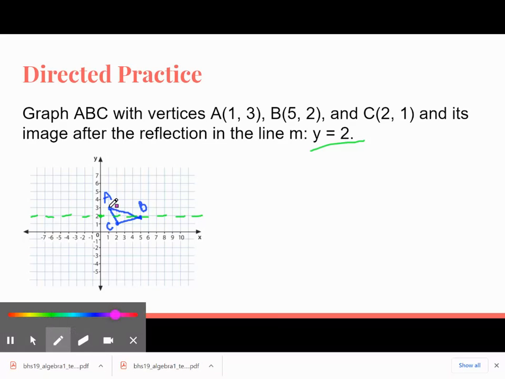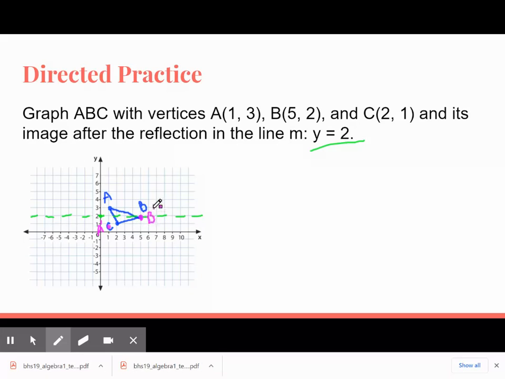All right, so A is on top, going up. So A prime would be 1 unit below the line. I have a serious question. What if it's on the line? Good question. It doesn't move, it stays. So B prime stays where it's at. And then what about C? It goes up 1, one above the line. So it looks like the same shape, but just flipped.